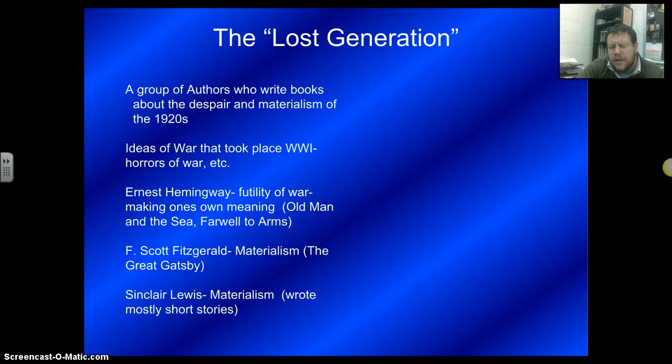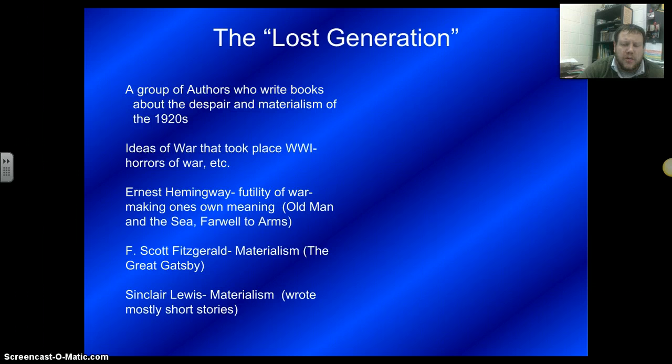Last one to talk about here, I've got pictures on here, I totally forgot to put them on here, but the idea of the Lost Generation. The Lost Generation was a group of authors who wrote books about the 1920s as they lived through them. And they wrote about a lot of different topics, especially the idea of despair. It sounds like all fun and dancing and that kind of stuff, but it's also the materialism and the bad things of the 20s. The ideas of war that took place in World War I, the ideas of materialism, how it's not that great a thing, and these different authors wrote about these different ideas.